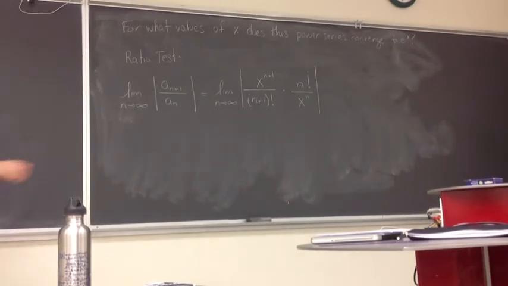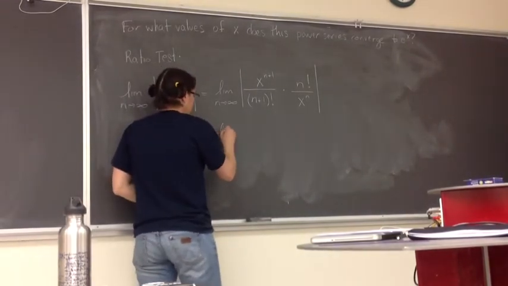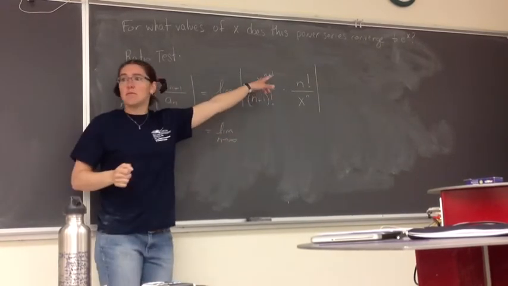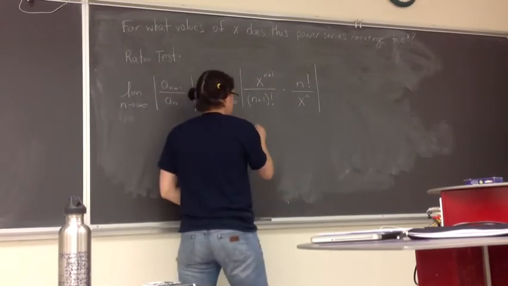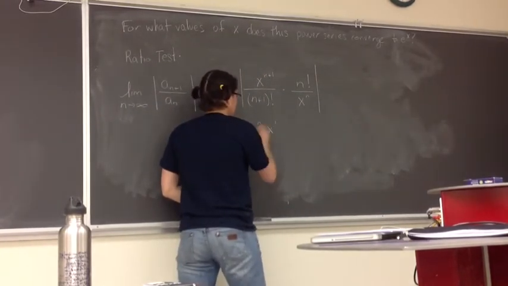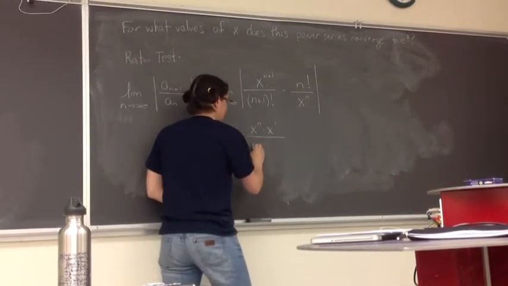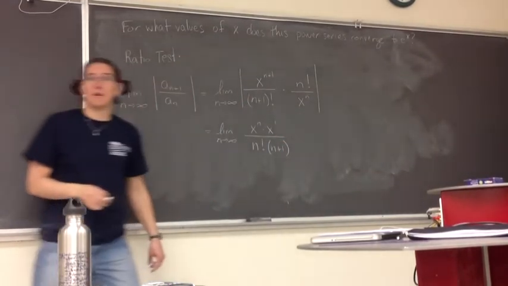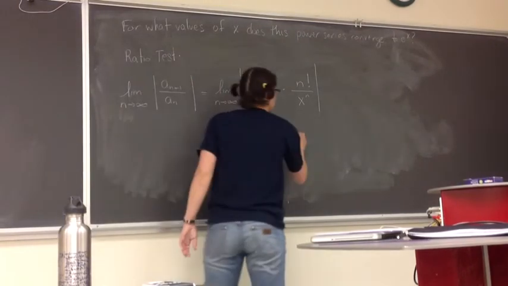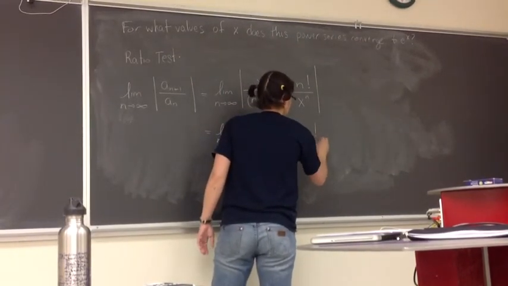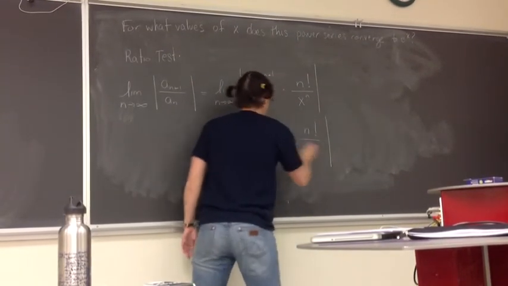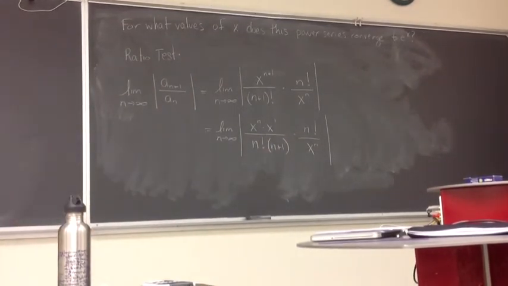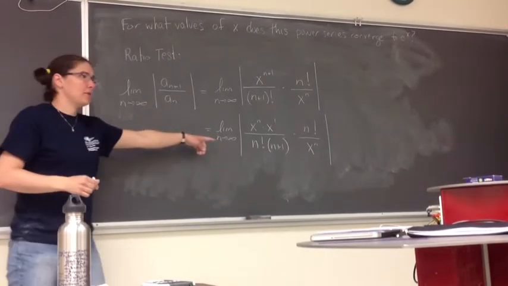Okay, so now I can start to simplify a few things. I've got the limit as n goes to infinity. X to the n plus 1, I can rewrite as x to the n times x to the first. N plus 1 factorial, we can rewrite as n factorial times n plus 1. And the last part, I don't do any rewriting on it. Okay, any questions about how I've rewritten that?